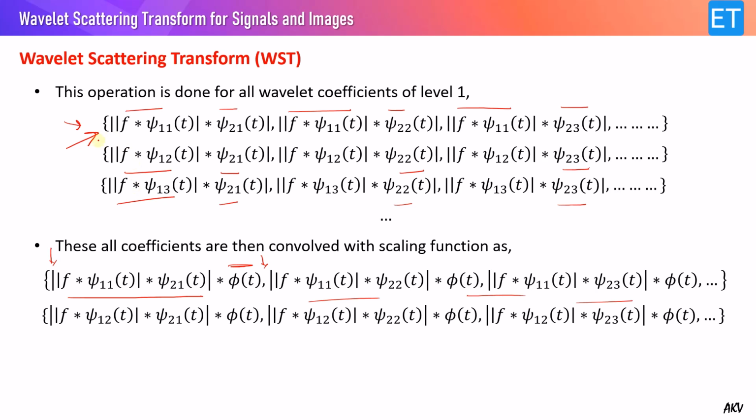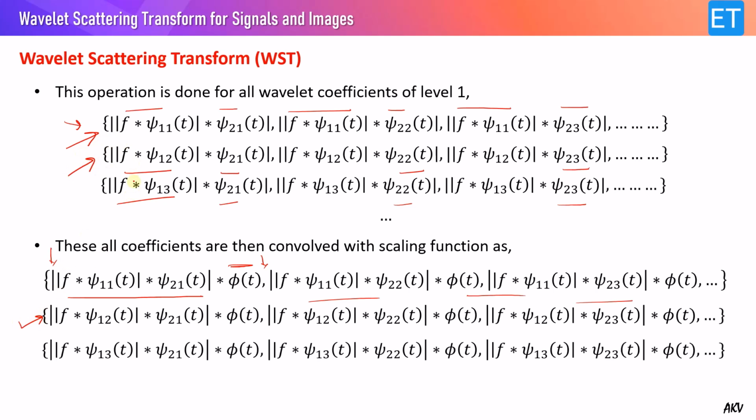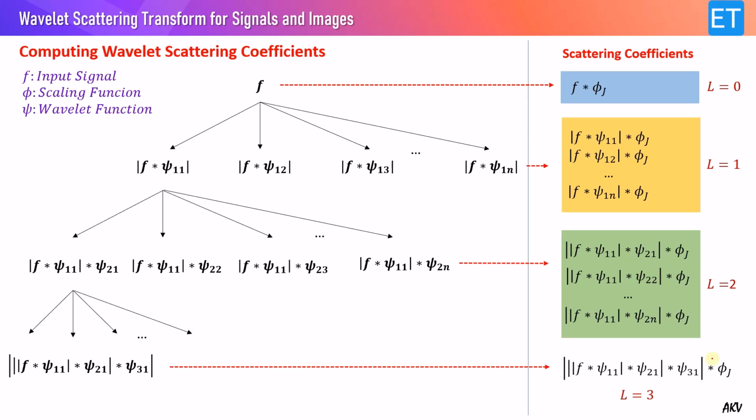Similarly, this is for the second set, this one, and this is for the third set, this one, and this is done for all other remaining wavelet coefficients. So this is how we get all these scattering coefficients at level 2. Here the node is expanding actually. So you can understand this operation in a better way with this tree diagram.